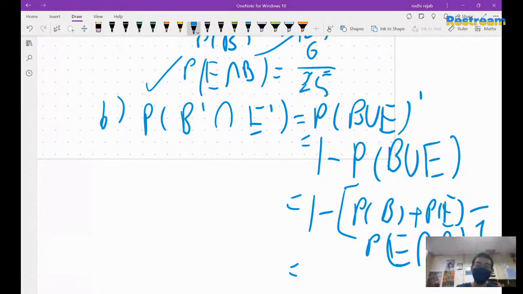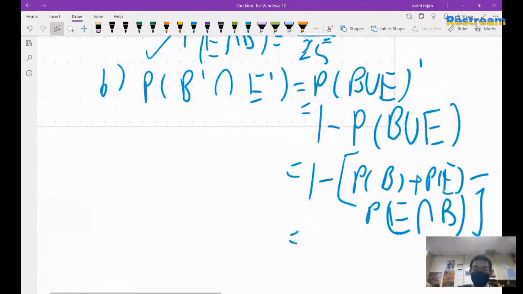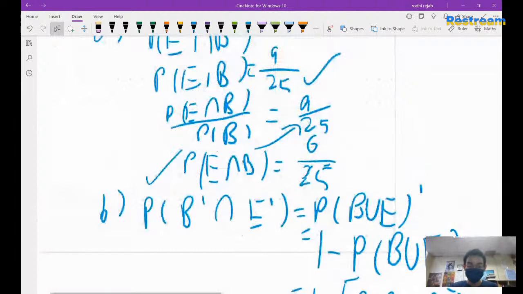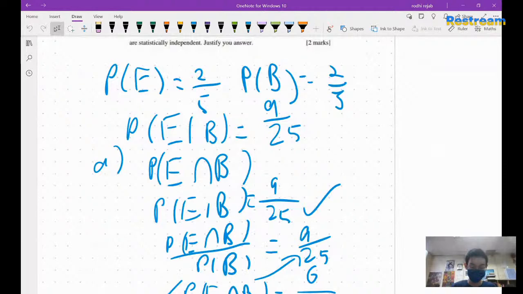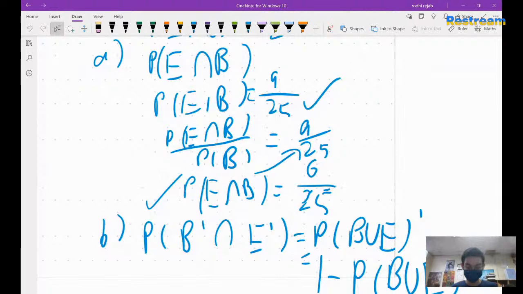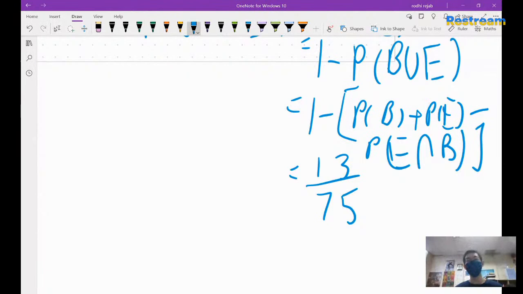So we have P(B), we have P(E), we have P(E intersect B). We have every single piece of information we need, so just sub everything in. The rest is just up to your fingers and your calculator. Let me press once again to confirm my answer. I got 13 over 75, which I double confirmed is correct. I didn't press the calculator wrong. So 13 over 75 is what we should get.